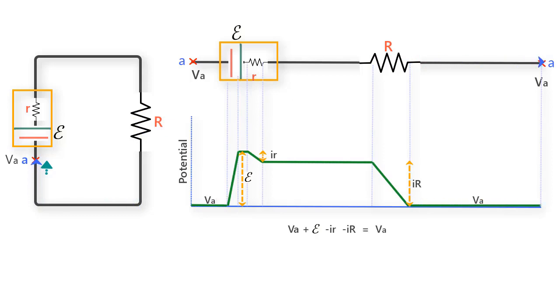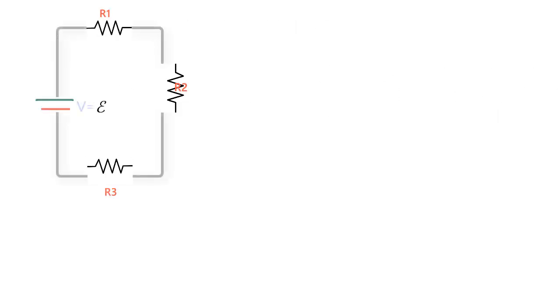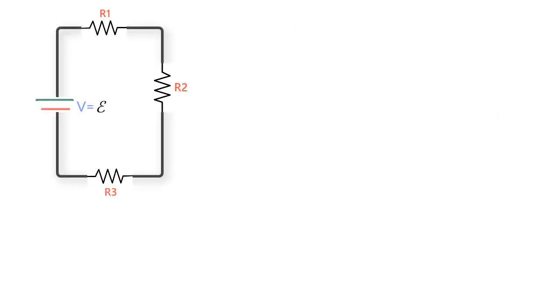So if we solve this equation for I, what we get is I is equal to EMF upon R plus small r. And you can see in this equation that if the internal resistance was 0, this equation would have reduced to the earlier derived equation of I is equal to EMF upon capital R. Okay, let us move ahead and consider a bunch of resistors in series connected to a battery with EMF E.